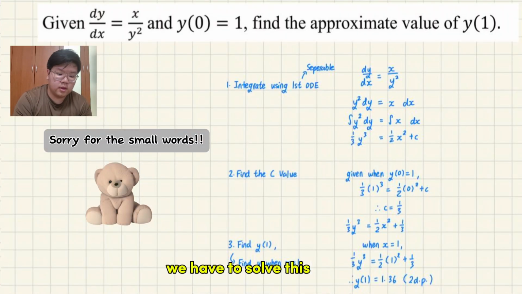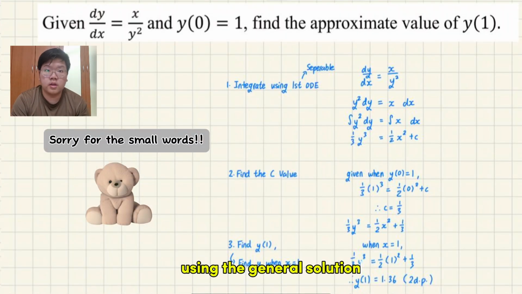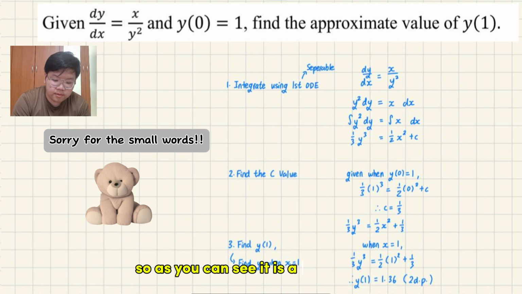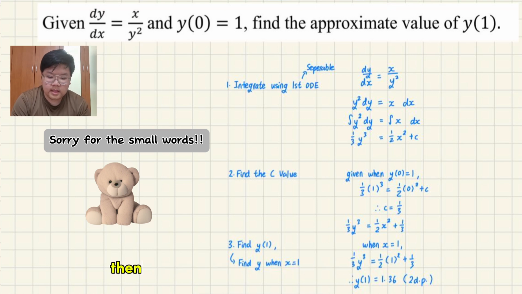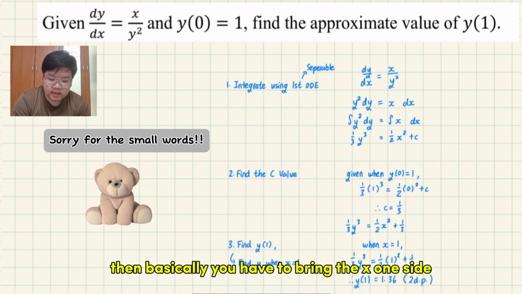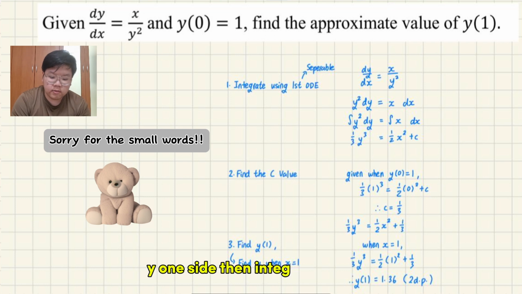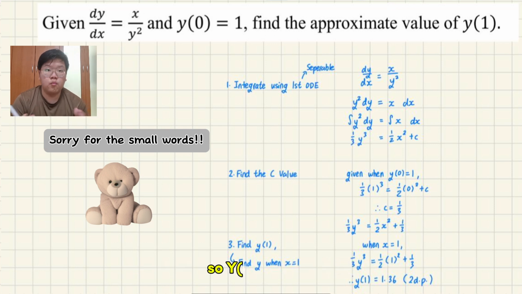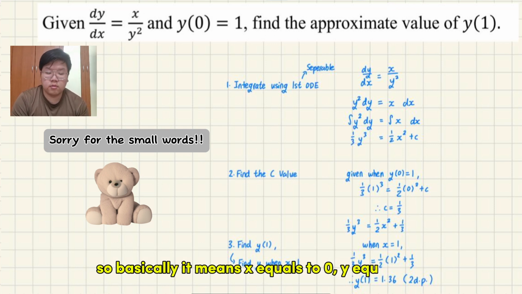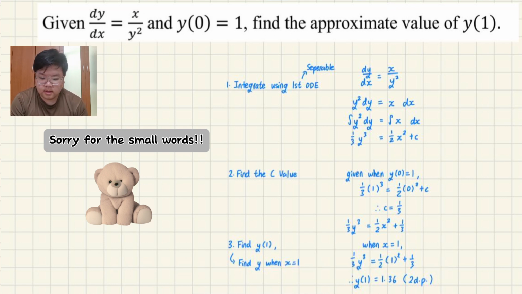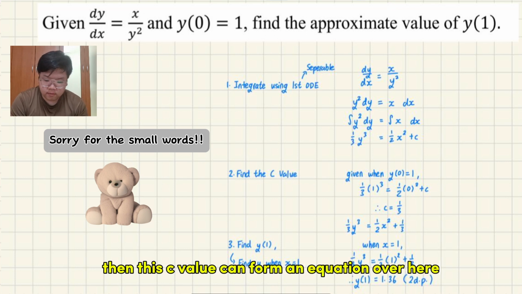We have to solve this equation using the general solution. As you can see, it's a separable ODE. Basically you have to bring the x to one side, y to one side, then integrate both sides. After that, you have to find the c value of this equation. So y0 equals 1, which means x equals 0, y equals 1. After that, you can find the c value. Then this c value can form an equation over here.